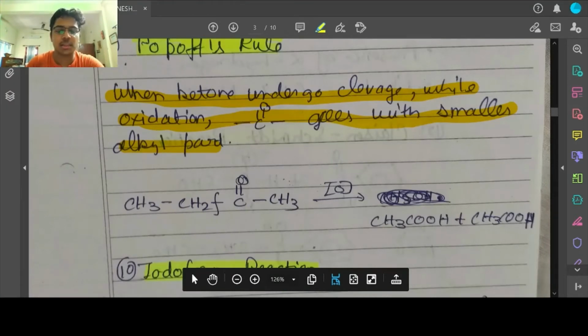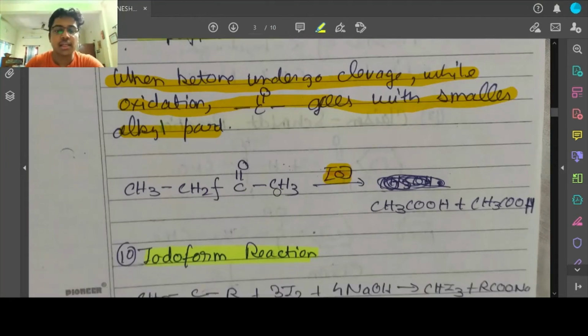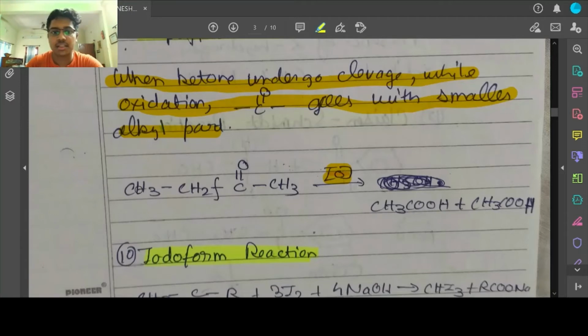We have a compound here: CH3 CH2 C double bond O CH3. We are performing oxidation here with nascent oxygen. In this case, the bond will break from here, and this bond breaks, and it forms CH3, and the CH2 group is changed to a C double bond O OH group.